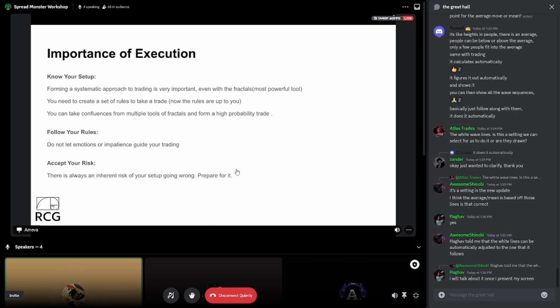You can mathematically derive rules and really define your risk well. Follow them and accept the risk, right? There's always a risk of your setup not working. Nothing is 100%. So prepare for it.